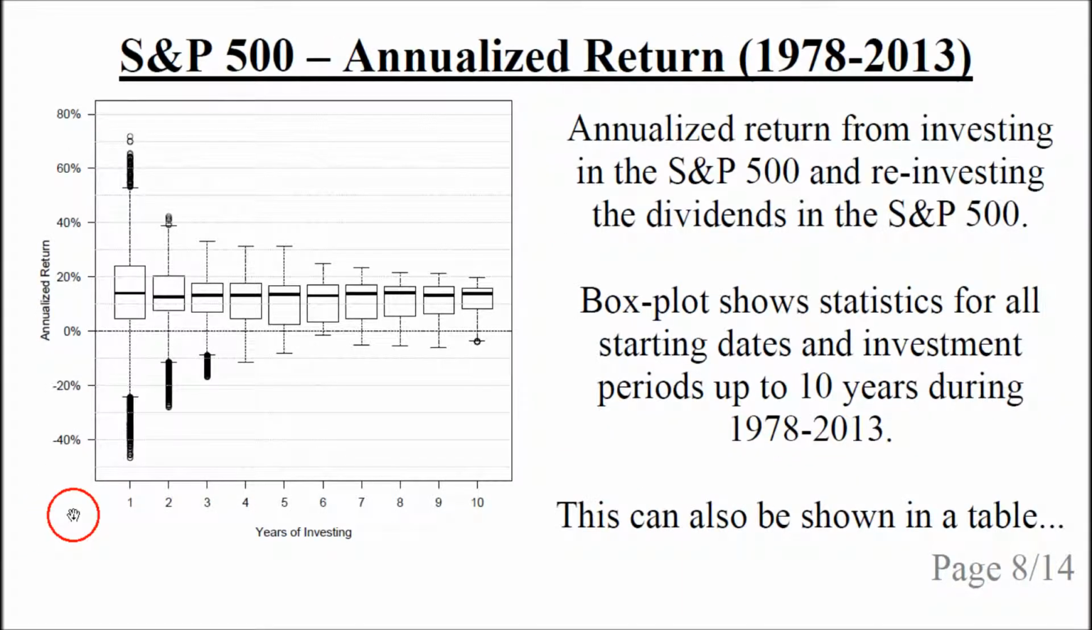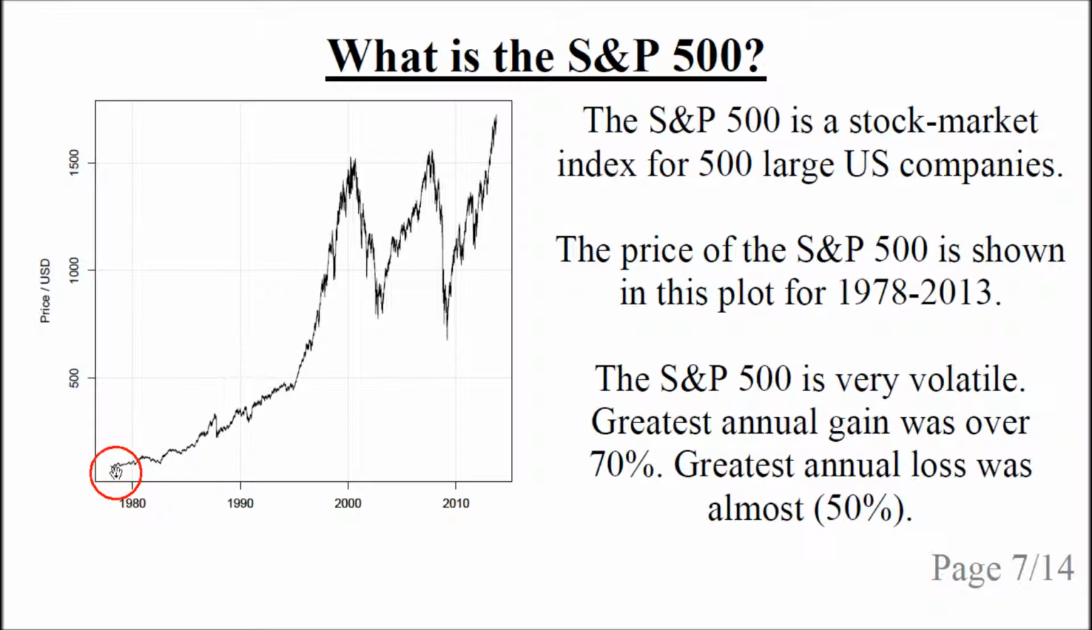So this is another example of a box plot, and it's easier to see here. So what we have down here is the years of investing, and this is for the S&P 500. So we consider all starting dates in this period and investment periods up to 10 years. So for example, we consider starting here, 1st of January 1990, or one of the first days in January, and investing 1 year and reinvesting the dividends on the S&P 500, then investing another year, reinvesting the dividends, and so on.